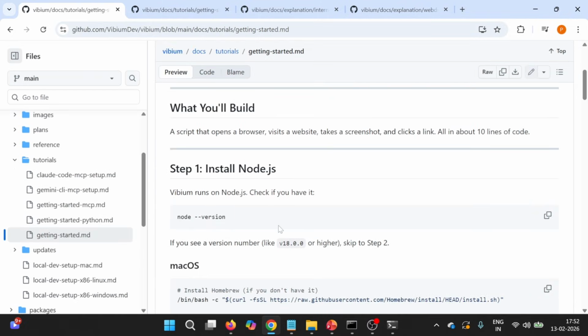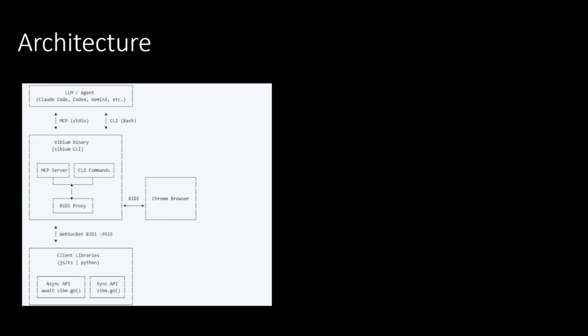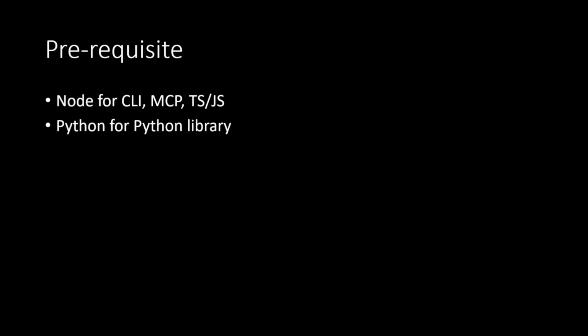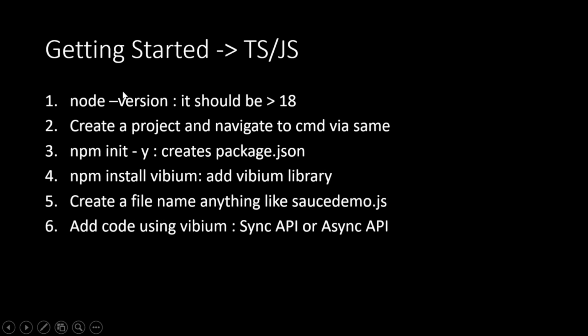For that purpose, if you have Visual Studio, then it's well and good. Otherwise, you can create a folder, then you can create a JS based file and so on, right? So in order to get started with Vibium, if you want to access it using CLI, MCP or TS or JS based framework, then we should have Node. And if you want to access via Python, then we should have Python installed, right? Now as we're going to start with TypeScript and JavaScript based, first of all, we should have Node installed and it should be greater than version 18, right?